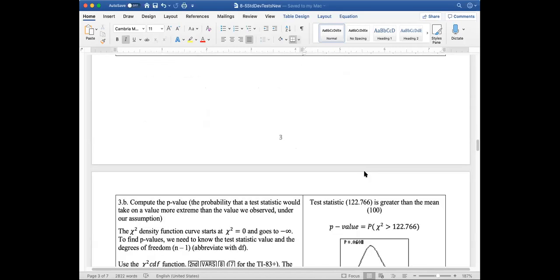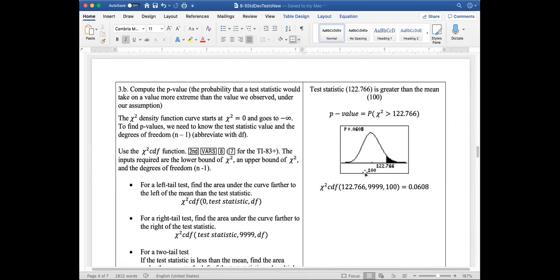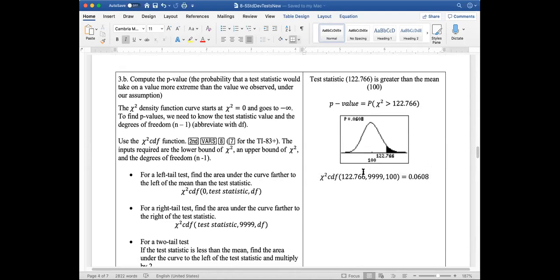And then let's look at the p-value approach. What we're going to do then is plot the test statistic and find the area underneath the curve farther from the mean than the test statistic. So we want to find the area underneath the curve starting at the test statistic, since it's on the right, start at 122.766 and go to a large positive number using the chi-squared CDF function.